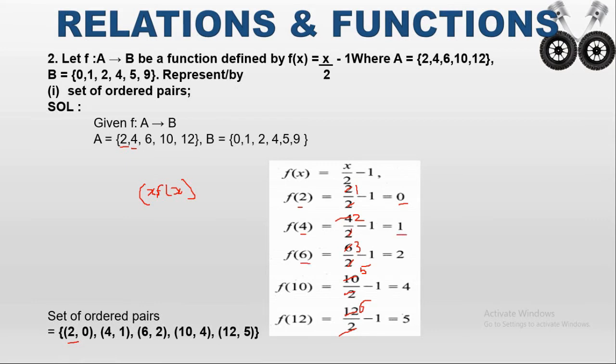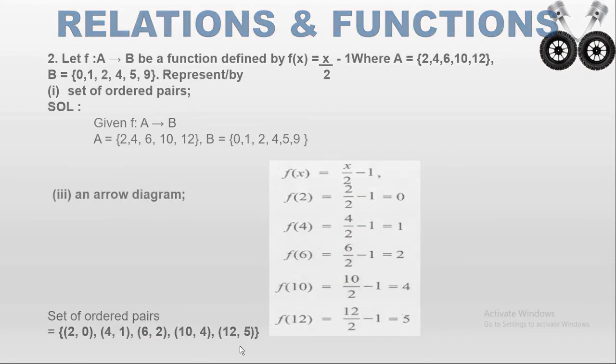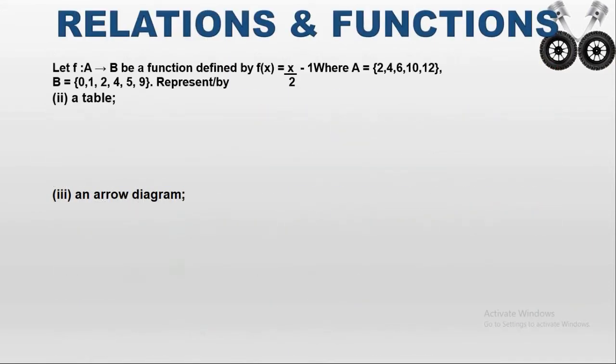Then if x value is 6, then f of x value is 2. So 6 comma 2. If x value is 10, then f of x value is 4. So 10 comma 4. If x value is 12, then f of x value is 5. So 12 comma 5.